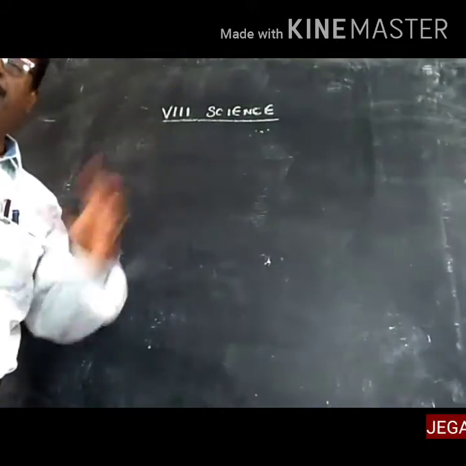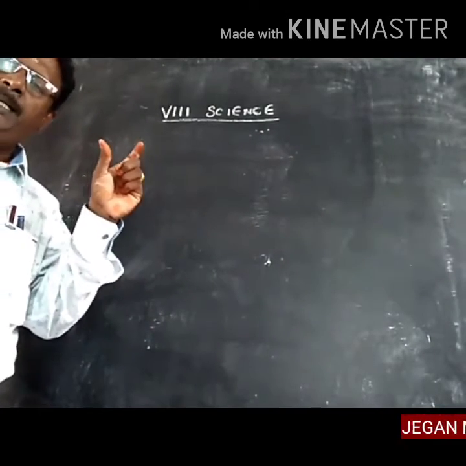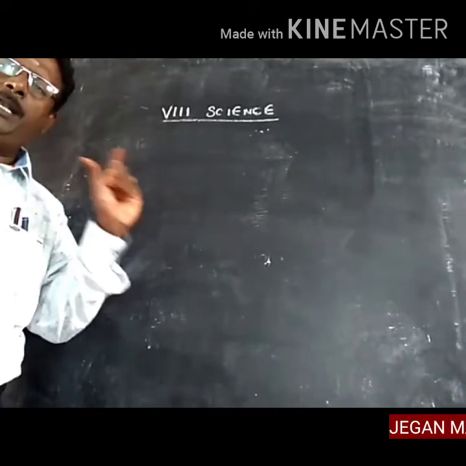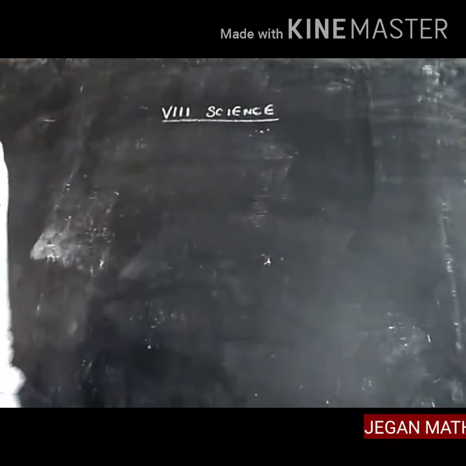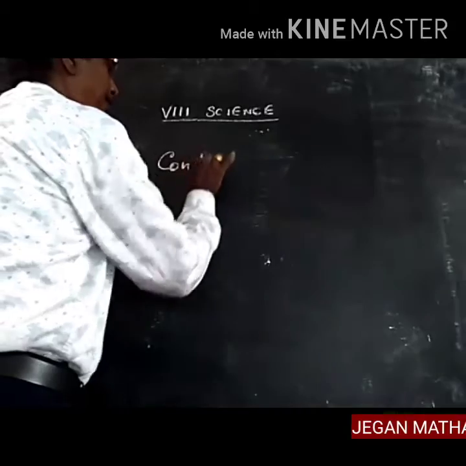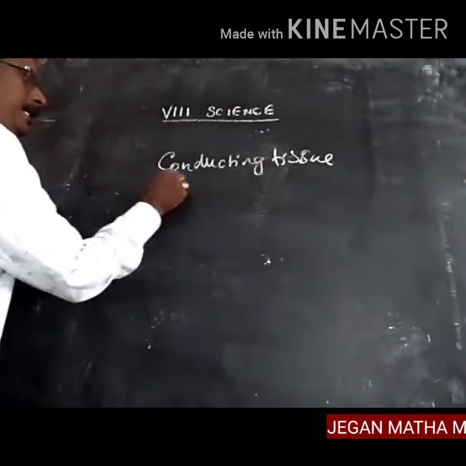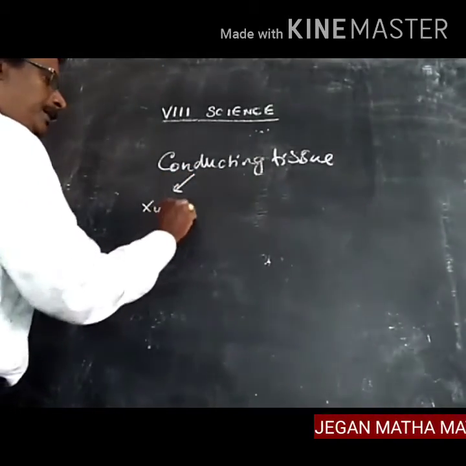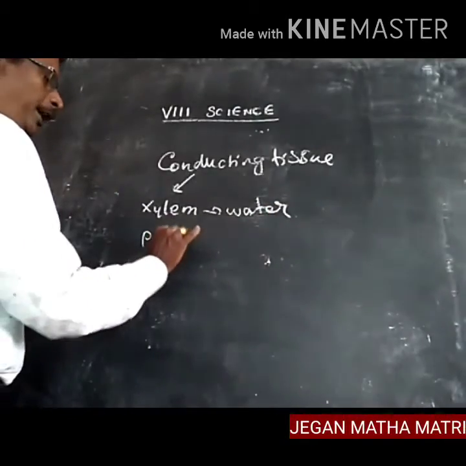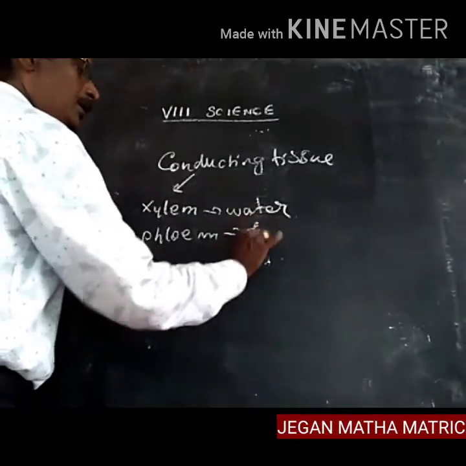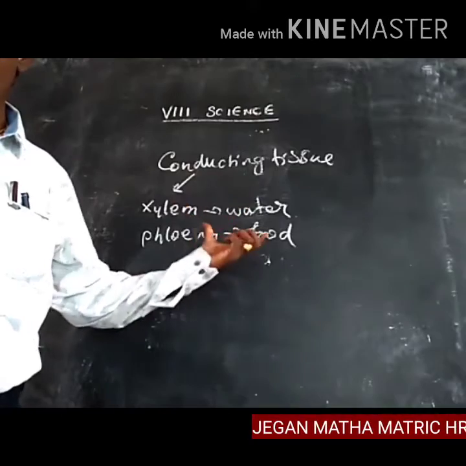Then well developed conducting tissue. What is the well developed conducting tissue? The conducting tissue is used for transport of food material and also for transport of water. The conducting tissue consists of xylem, a water conducting tissue, and phloem, a food conducting tissue.